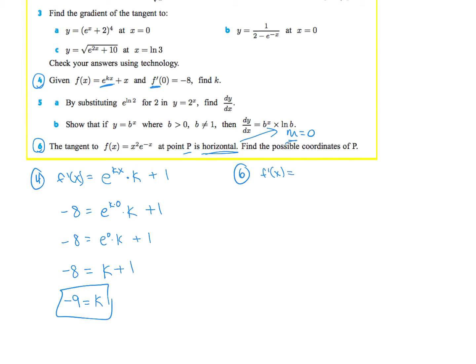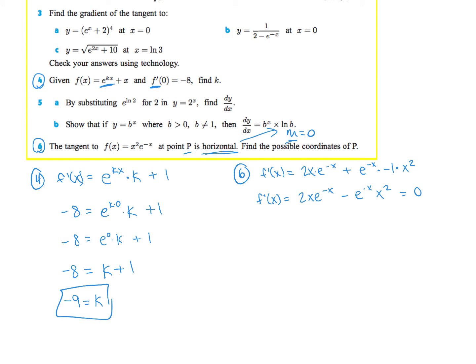Okay? So I need to do product rule. The derivative of the first times the second plus the derivative of the second is chain rule. Derivative of the outside, leaving the inside the same, times the derivative of the inside times x squared. So I have 2x e to the negative x minus e to the negative x times x squared. I'm going to set this equal to 0, and now I need to factor.